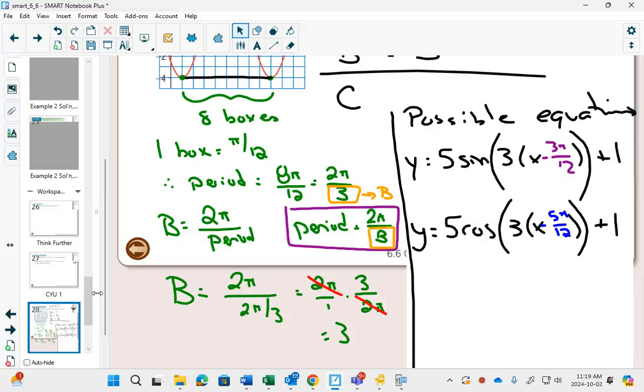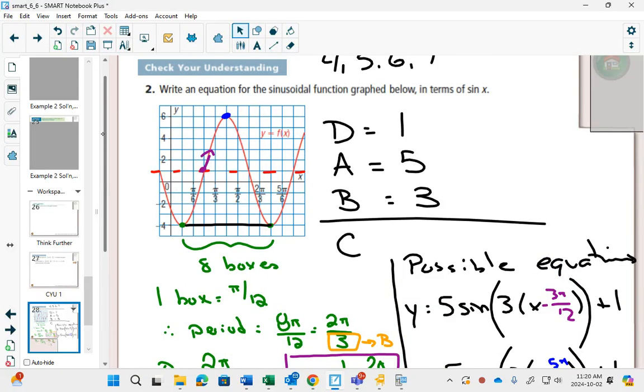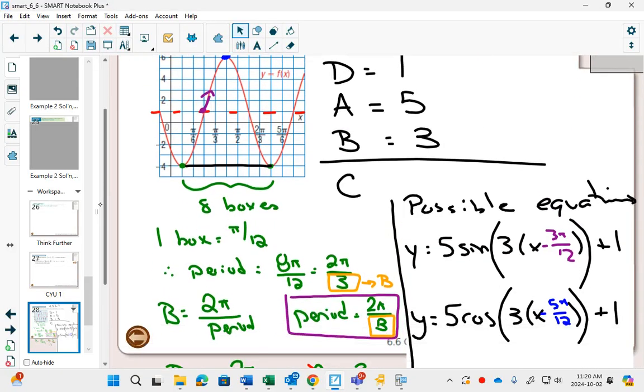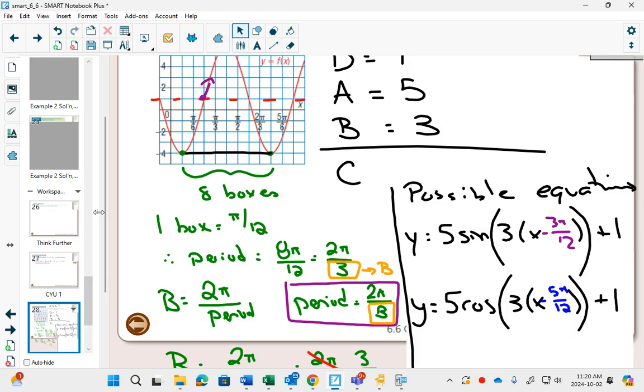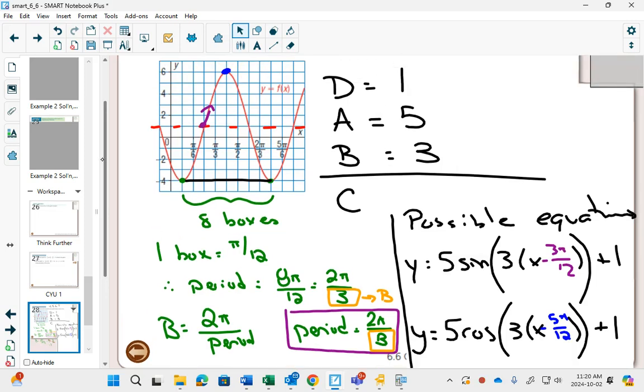There is a shortcut that I highlighted in the purple and the orange. Once I got the period to be 2 pi over 3, if I would have thought of this formula that the period is 2 pi over my B value, by observation, can you see that the B value has to be 3? Because it's in the form already, 2 pi over B, it's 2 pi over 3, so the B value has to be 3. So now we've got the DAB part, 1, 5, and 3. With that, we can put in, and I did it all in black, I put in the A value, put in the B value, put in the D value. The only thing I left out was my C value.